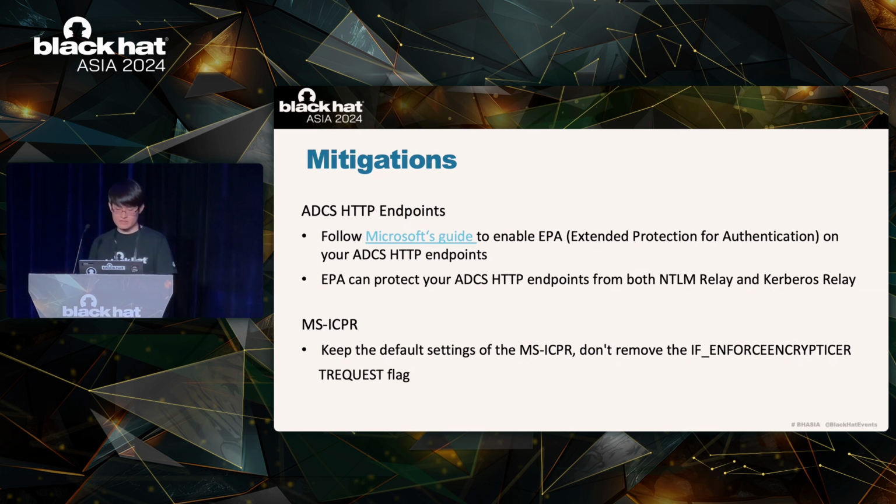To mitigate this attack, just enable EPA on your ADCS HTTP endpoints. EPA can protect you from both NTLM relay and Kerberos relay. And just keep the default settings of MS-RPRN to defend against this attack.